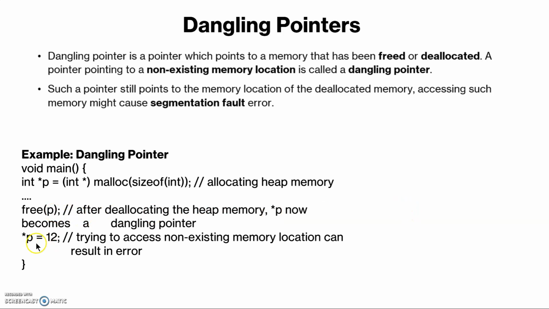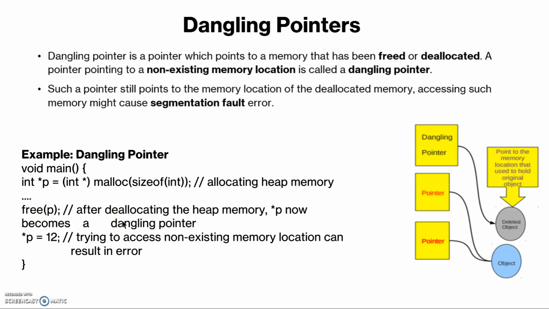But after this, I have written one more statement where in p I want to store the value 12. Star p, I am trying to access a non-existing memory location. Why? Because p is not existing now. We had freed it. So if you try to do this, you will get a segmentation error, and from this statement onwards p will be referred to as a dangling pointer.